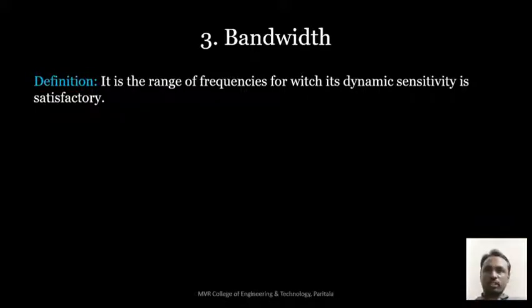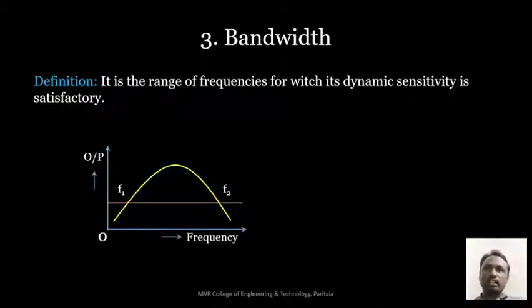We can consider two frequencies, the lower cutoff frequency and the higher cutoff frequency. This was the leading case. We already did lead and lag compensators in control systems. Here it was the leading case. F1 is the lower cutoff frequency and F2 is the higher cutoff frequency. In between F1 and F2, the system performance is satisfactory. Then the bandwidth can be defined as F2 minus F1. In this range of frequencies, the system performance is good. So it was the lead case.